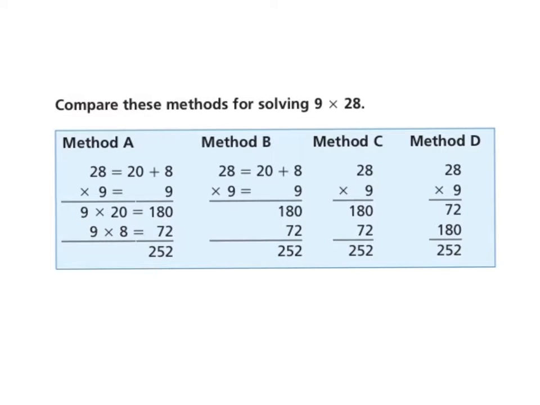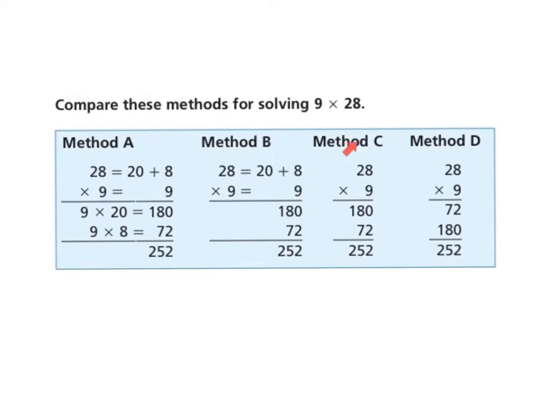Then for Method B, it shows the expanded notation method, but without the tens and 1s equations. So they didn't use those equations right there. They solved it mentally. So the difference between Method A and Method B is Method A has the tens and 1s equations, and Method B left out the 1s and 10s equations. And they solved 180 and 72 mentally.